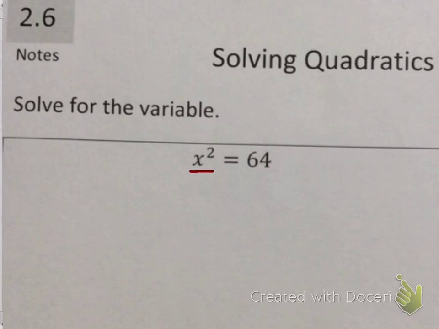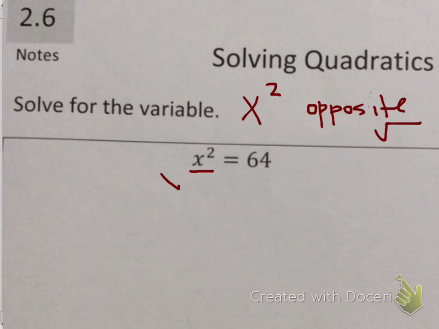The second thing we want to do is get it to be just an x instead of an x squared. If we remember, in order to get rid of an x squared, we're going to do its opposite. Its opposite would be a square root, which is this right here. So in order to get the squared off of the x, we're going to square root both sides. When we square root both sides, the x squared becomes just x.